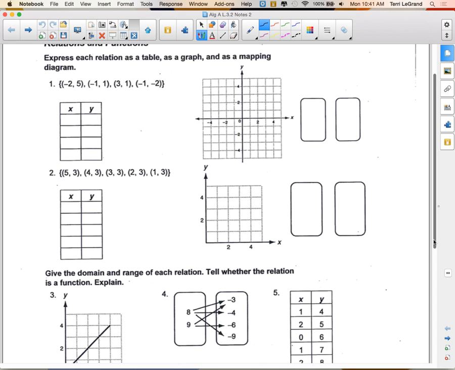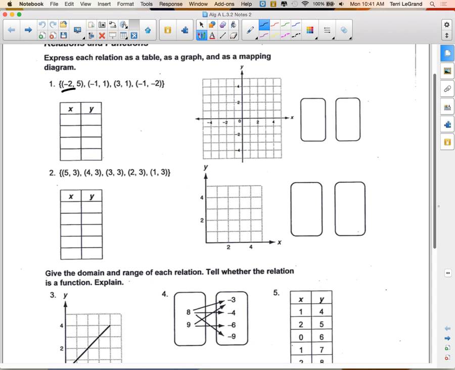Okay? So let's take a relation here. We have this set of ordered pairs: (-2, 5), (-1, 1), (3, 1), and (-1, 2). And we're going to write this as a table. Now, here is what we're going to do, and Mrs. Crevice and I will be changing my notes on this. In the table and in the mapping diagram, we are going to put the x values from least to greatest. Okay? The x values from least to greatest.